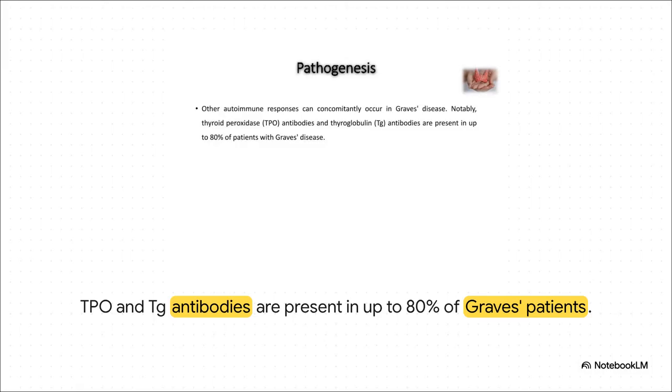But here's the thing, this receptor-stimulating pathology rarely acts alone. Concomitant autoimmune responses happen all the time. Notably, the TPO enzyme gets targeted. Thyroperoxidase antibodies, or TPO antibodies, along with thyroglobulin antibodies, are present in up to 80% of patients with Graves' disease. Your immune system just becomes fundamentally confused. It's not just stimulating the gland with TSIs, but often mounting multiple concurrent autoimmune attacks against the very enzymes that build the hormones in the first place.